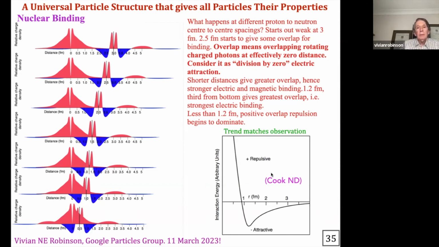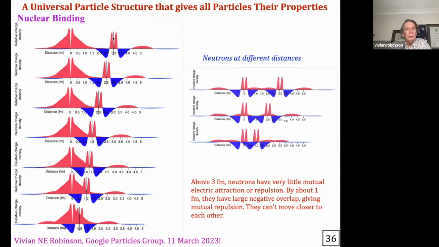Next, we have a quick look at what happens with neutrons at different center-to-center spacings. Really, a bit of binding, perhaps, until you get to about 1 FM. And then the negative n/3 oscillations are really strongly overlapping each other, and that's why you really can't get neutrons much closer to each other than about 1 FM.